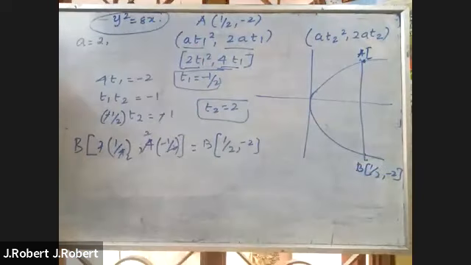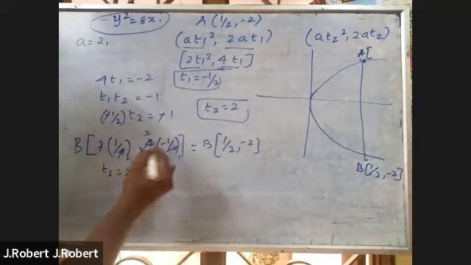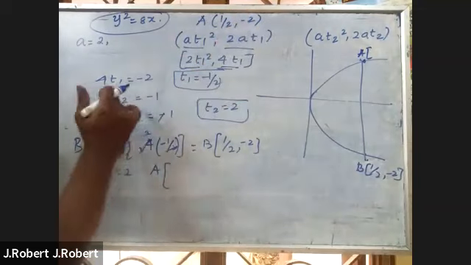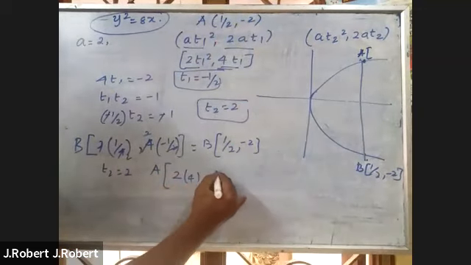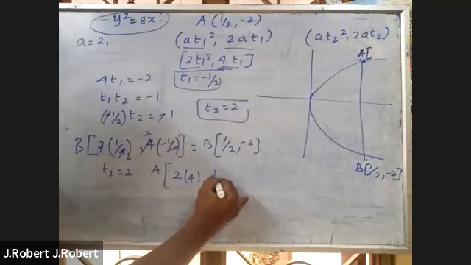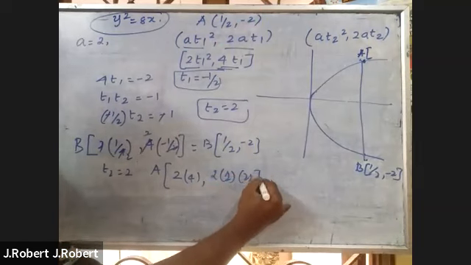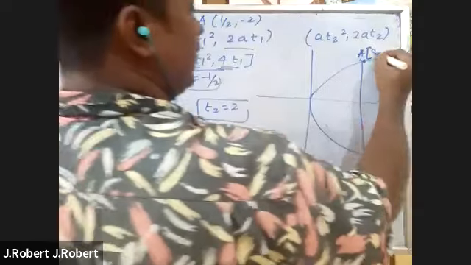Now find the next point, t2. Your t2 is equals to 2. So definitely that will be the A point. A is 2 into t2 squared comma 4 into t2, which gives 2 into 4 comma 4 into 2. Therefore, A is 8 comma 8.